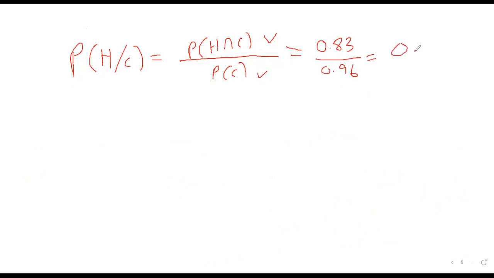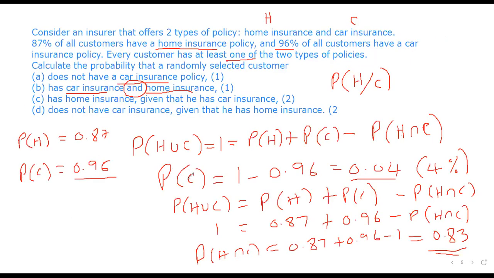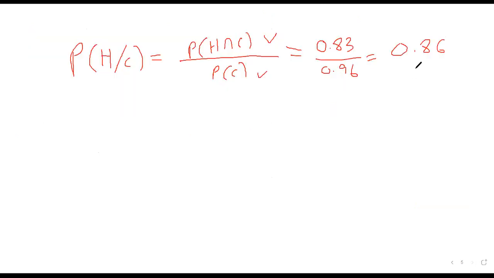0.86. Confirmed? Collins, I'm a bit behind on the probability of C. Didn't you say it's 1 minus 0.96? That was the complement of C. Oh, okay. Here, this was the complement of C. It does not have, but here the actual C was 96%. Okay. So are we together so far?